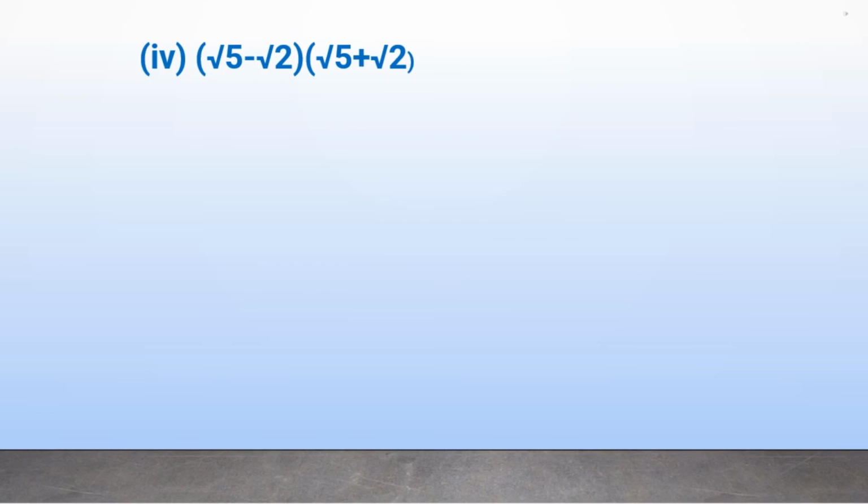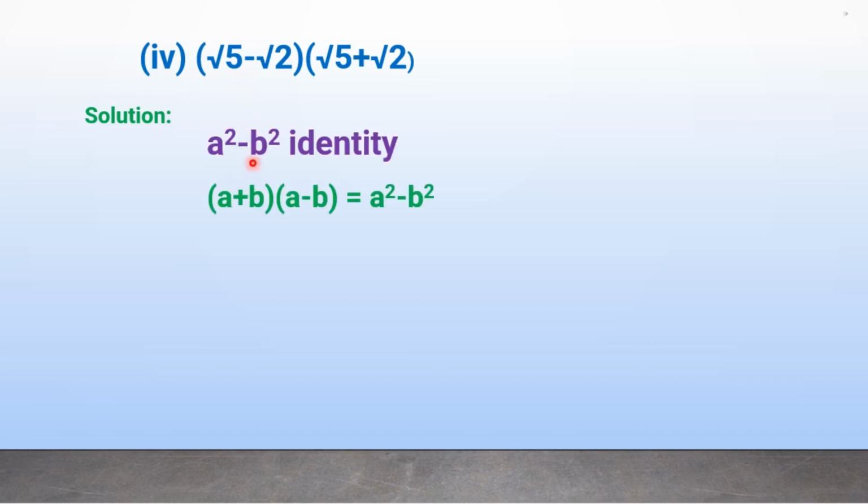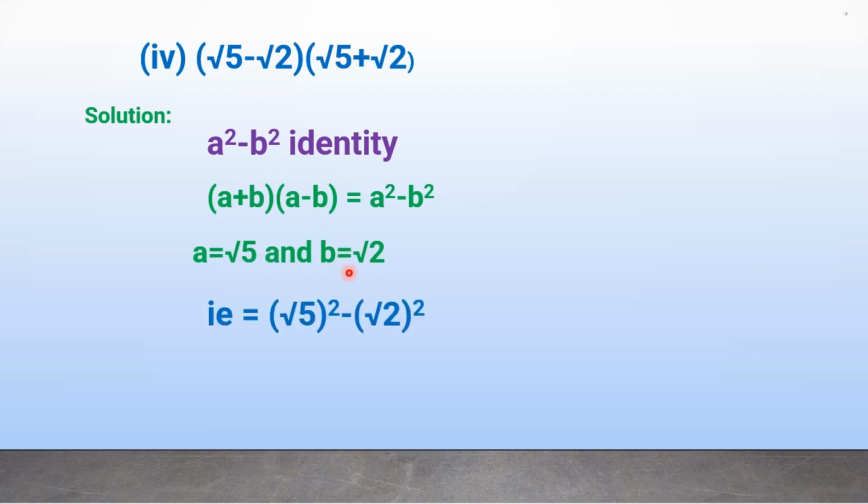Example 4. (√5 − √2)(√5 + √2). Here we will simplify the expression using the identity a² − b² is equal to (a + b)(a − b). Here we notice that in this expression a is equal to √5 and b is equal to √2. That is equal to (√5)² − (√2)². (√5)² is 5 and (√2)² is 2. That is equal to 5 minus 2, which is equal to 3.